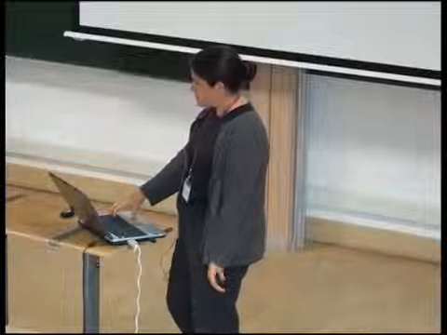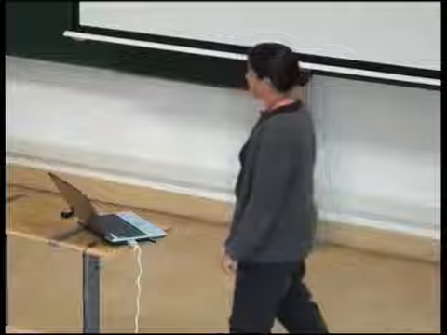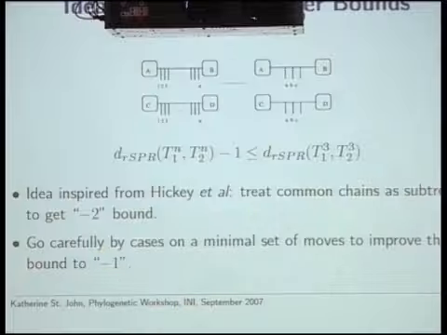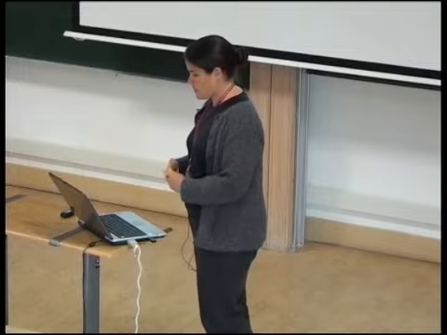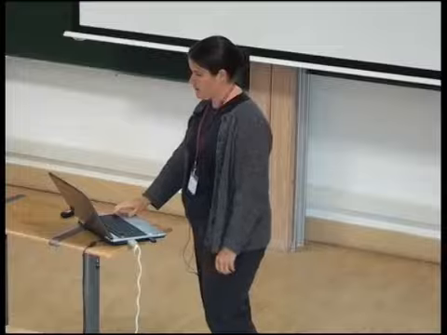So let me just say, I'm running out of time really quickly. Let me just say the idea for improving the lower bounds. We were inspired by Glenn Hickey and that group. Their idea was to treat common chains as subtrees, and that's how they got the -2. We just went very carefully step by step and noticed that you can get the -1 bound. I can give more details afterwards if people are interested.